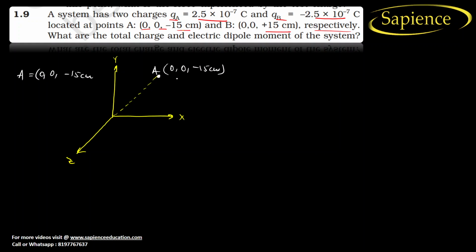Now the charge at point A, that is QA, is given as 2.5 into 10 to the power minus 7 Coulomb, right? Now if you want to talk about the charge B, let us suppose there is a charge B, which is located at a point B.